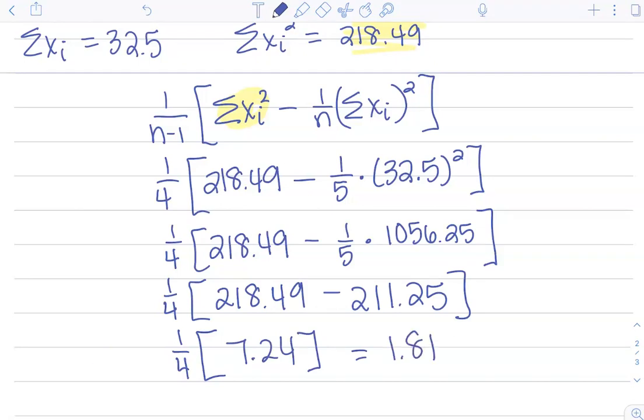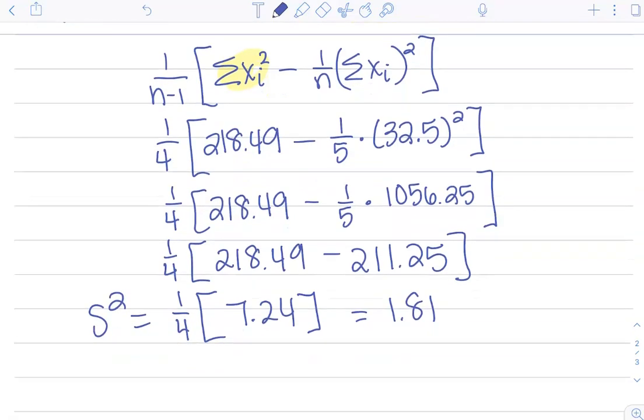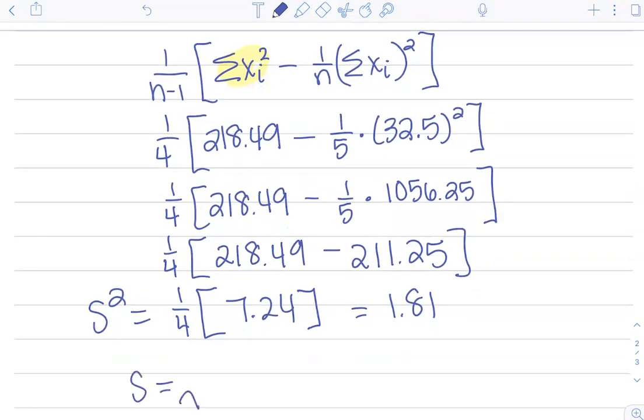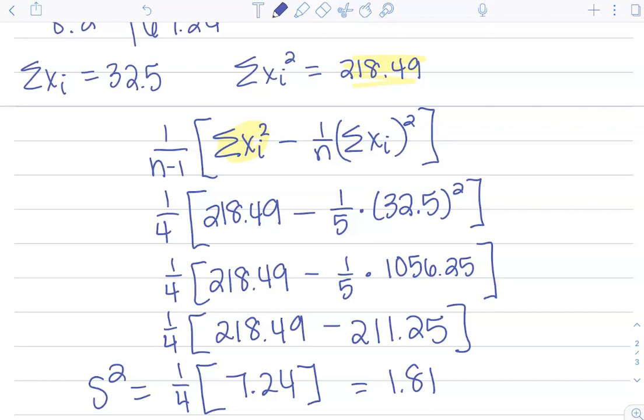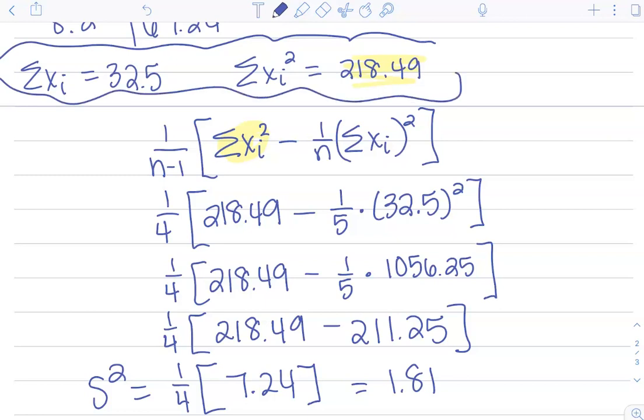So here, my sample variance is 1.81, which means the standard deviation is the square root of that, which is 1.345. So that's how you use the computational formula. And like I said, in the homework, you will be given these two values, and you can see where I put them into the formula and then simplified.